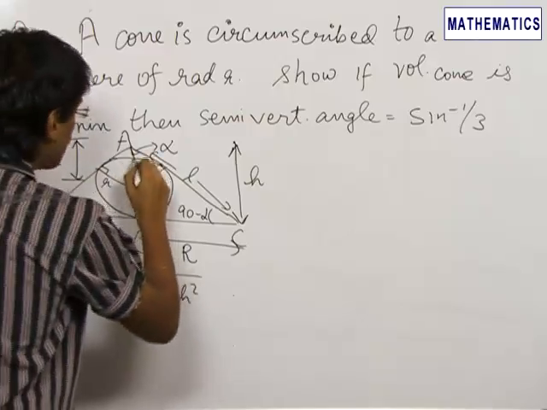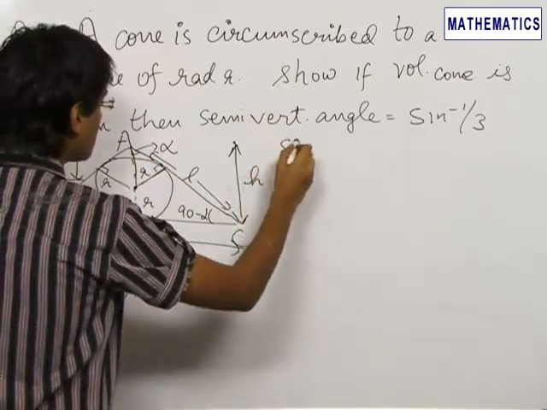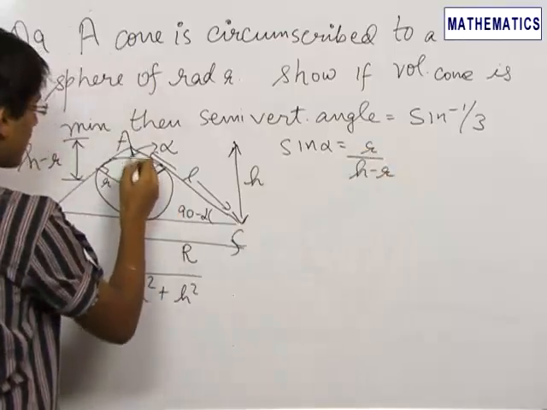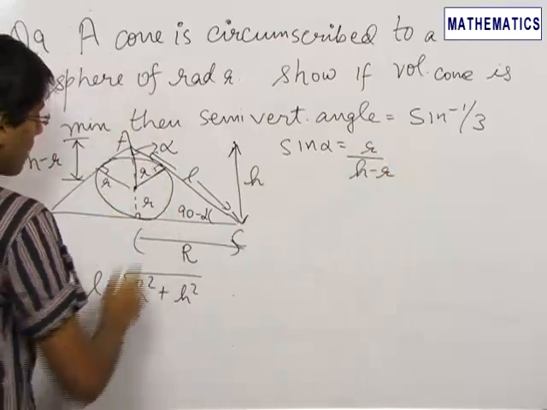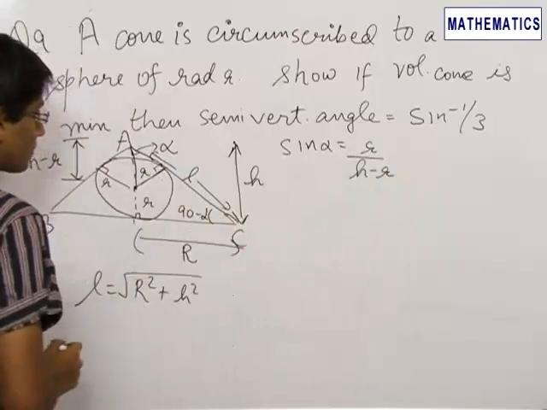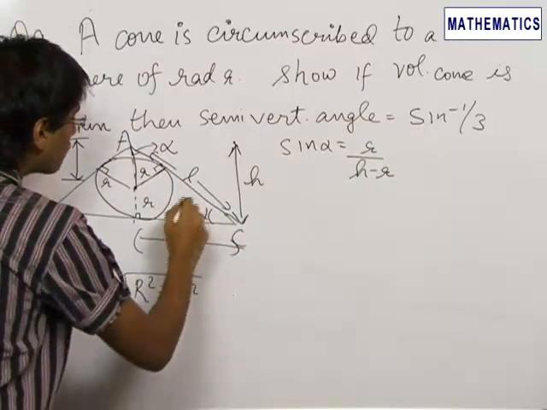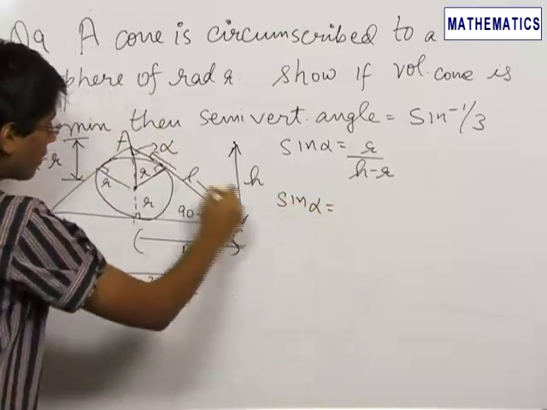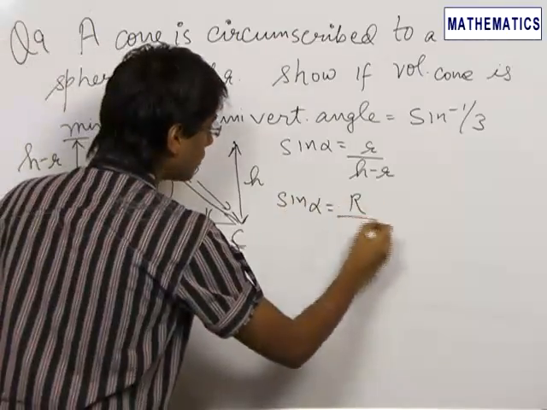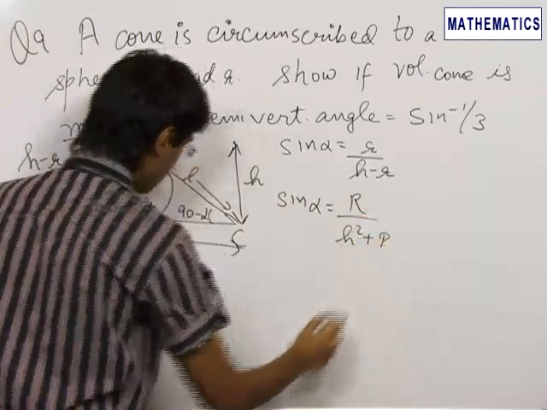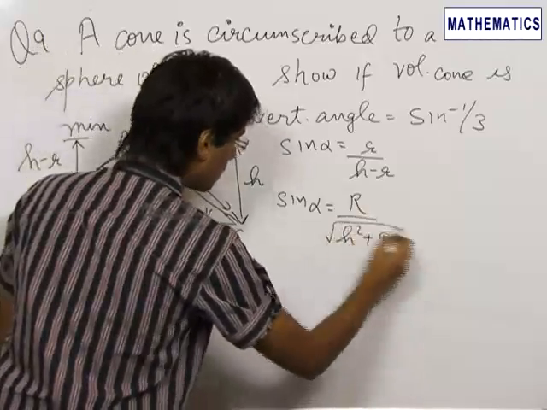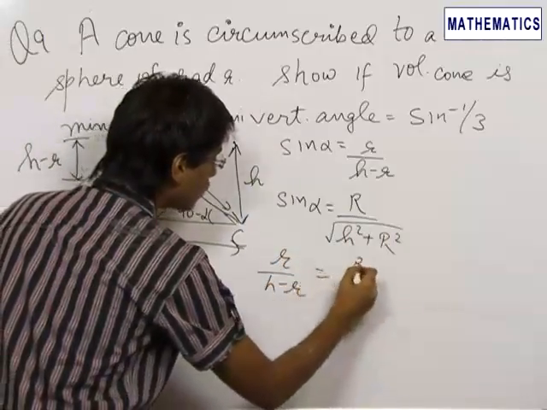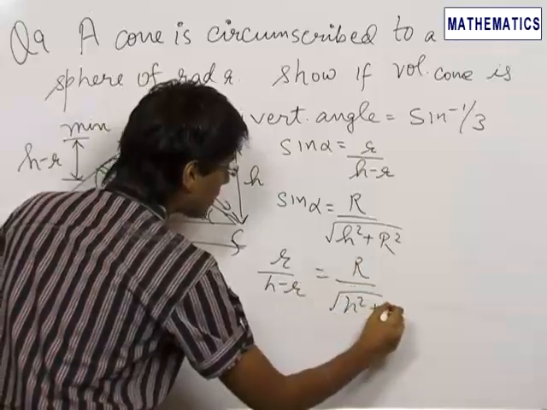So using trigonometry in this triangle, we have sine of alpha is equal to r upon h minus r. This is r, this is h minus r. And using trigonometry again in this triangle, the big triangle, we have cos of 90 minus alpha, which is sine alpha. This is equal to R upon L, that is R upon under root of h square plus R square. Equating both these, we have r upon h minus r is equal to R upon under root of h square plus R square.